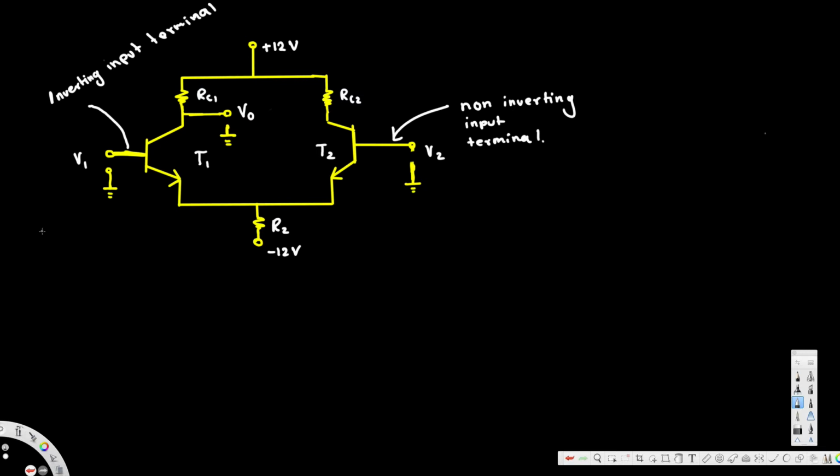If you apply a half cycle like this to the input V1, then it will come out as the opposite half cycle. That's it, because this is inverting, it means it changes the sign. If it's plus, it's going to turn into minus.